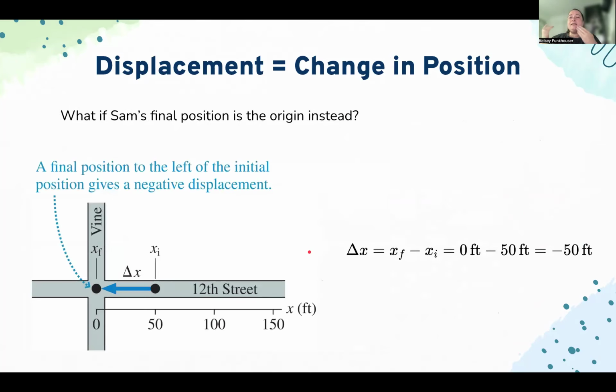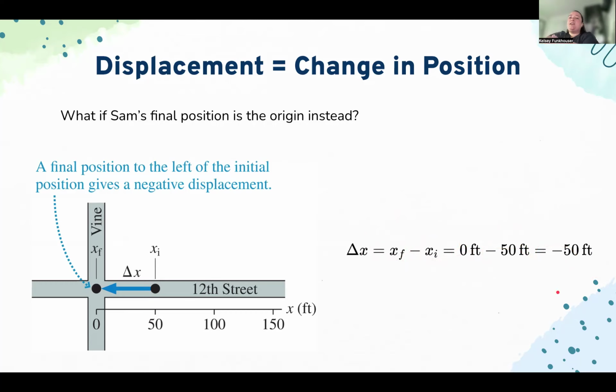And because signs, as in direction of things, matter in physics, what if instead Sam went to the origin? So his initial position was still 50 feet, but this time his final position is 0 feet. And if we plug those in, we have the final position, 0 feet, minus the initial position, 50 feet, giving us a displacement of negative 50 feet.